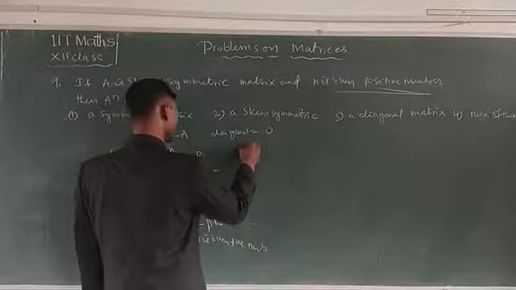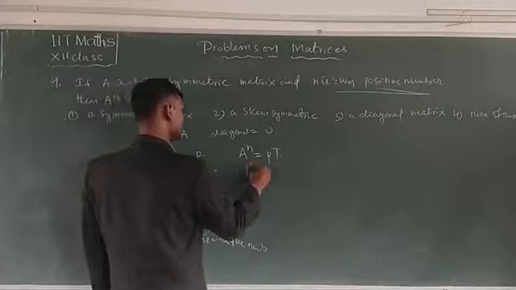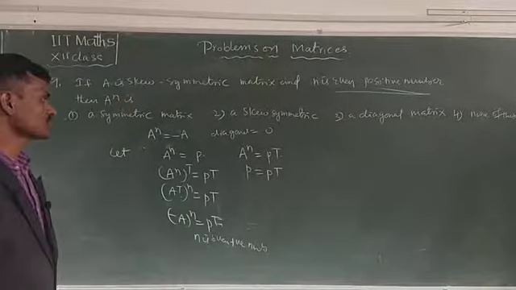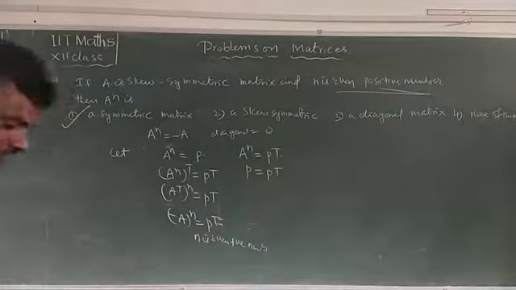That's why A power n is equal to P transpose. But A power n means what? Here P. P is equal to P transpose. A transpose is equal to A means what? This is a symmetric matrix. Note down.